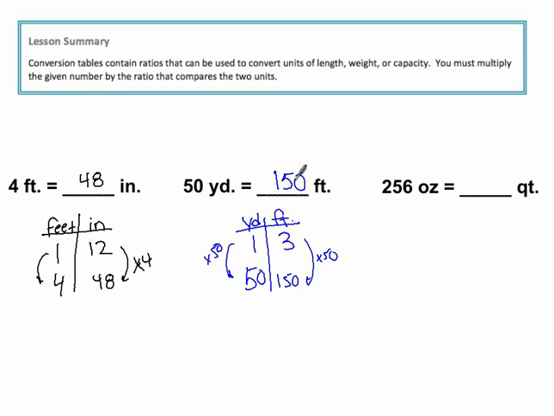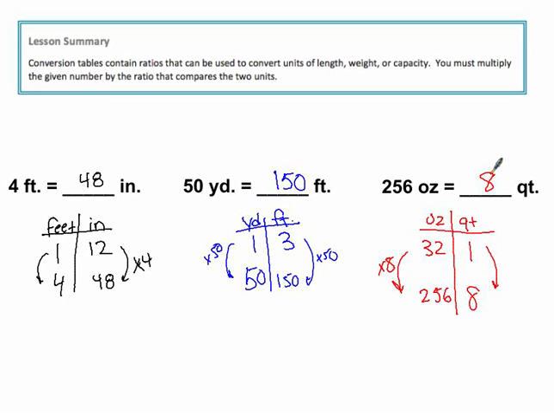To go from ounces to quarts, the ratio table is there are 32 ounces in 1 quart. So to get to 256 ounces, we're going to be multiplying by 8. 32 times 8 is 256, and that is 8 quarts. Solve these problems. Make sure you show your ratio table between the two units. And then just figure out which side you're manipulating to get to the target.